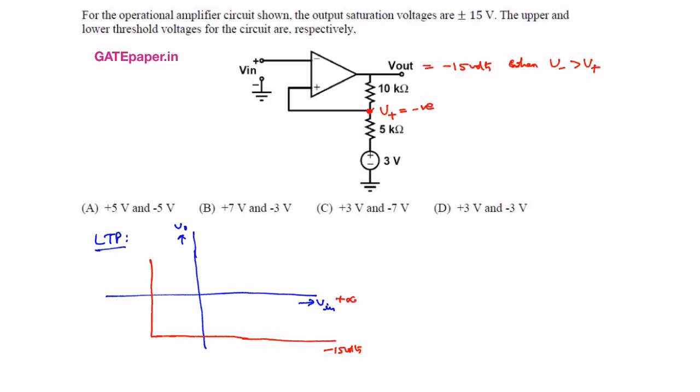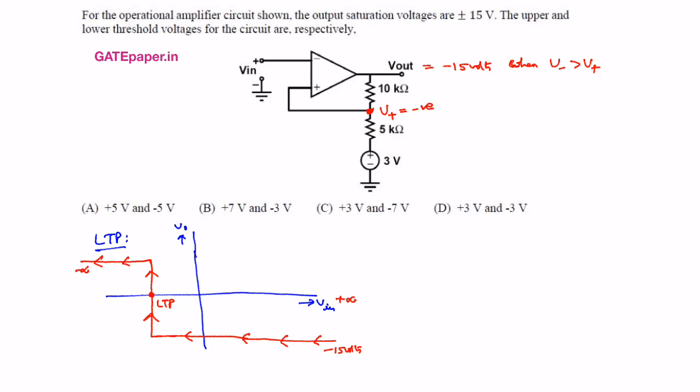the output voltage will be at minus 15, and after that the output voltage shifts back to plus 15 volts. This point is stated as LTP. LTP is the input voltage at which the output takes a transition from minus 15 to plus 15 while the input voltage is moving in the reverse direction. That reverse direction is indicated with the arrows as shown, towards minus infinity.